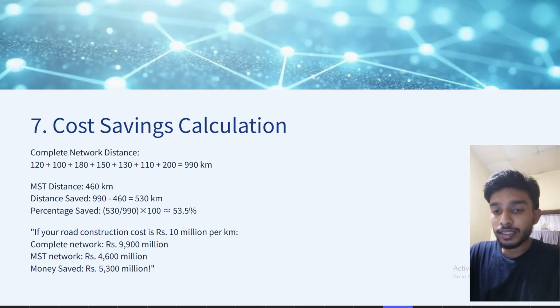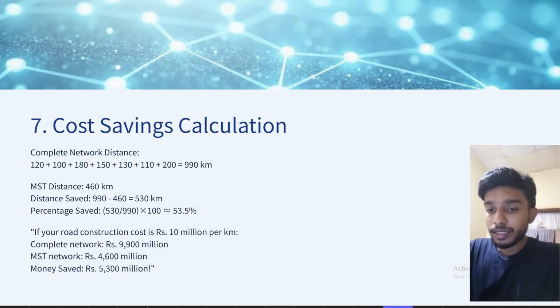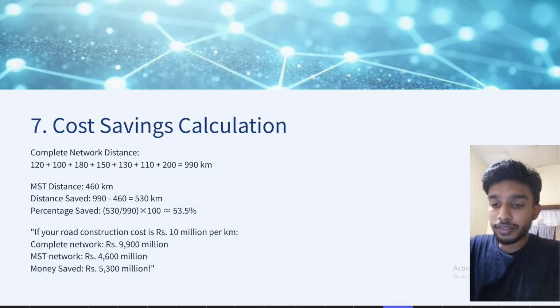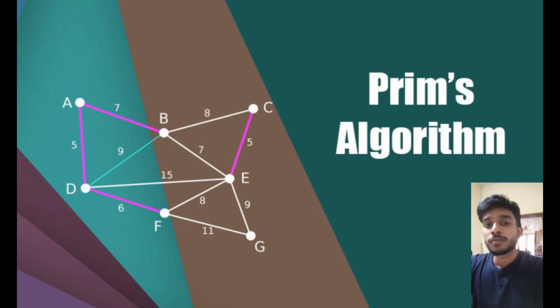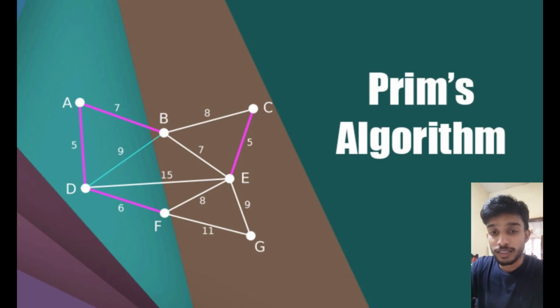Now think that your road construction cost is 10 million per kilometer. The complete network is 9,900 million. The MST network is 4,600 million. Money saved, in rupees, is 5,300 million. This is the end of the video.